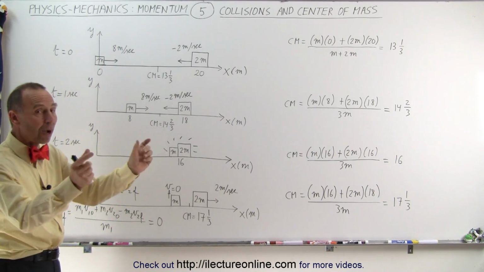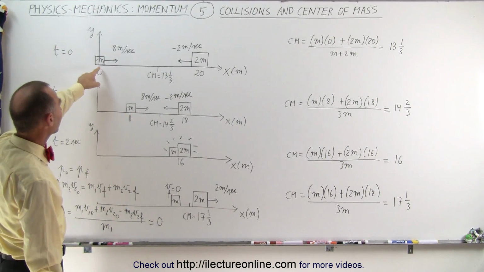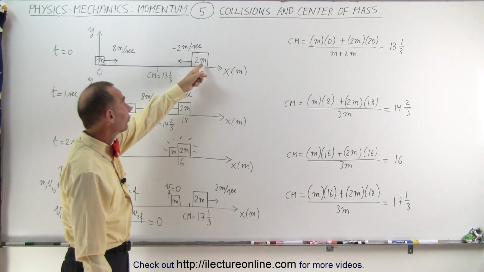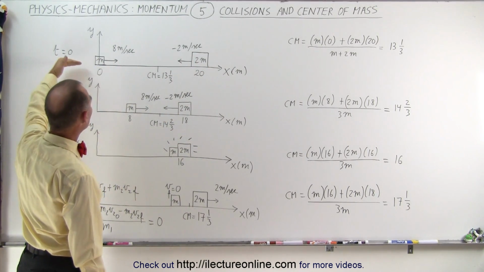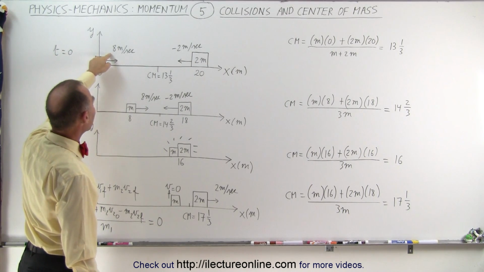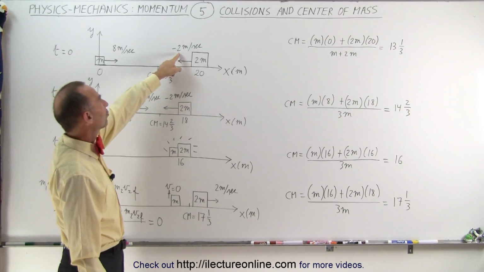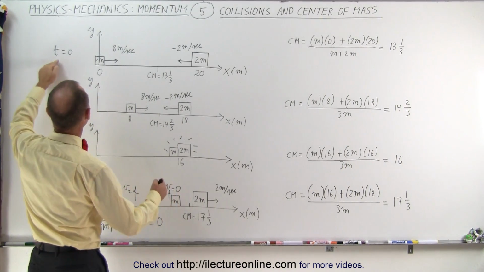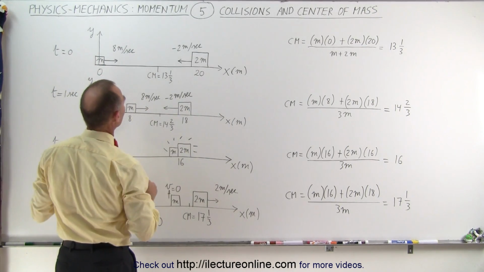Let's say that we have two objects. They're going to be of different mass. This is mass m and this is mass 2m, so this has twice the mass of this object. This object is moving to the right at 8 meters per second. This object is moving to the left at 2 meters per second. Notice at t equals 0, they're 20 meters apart.